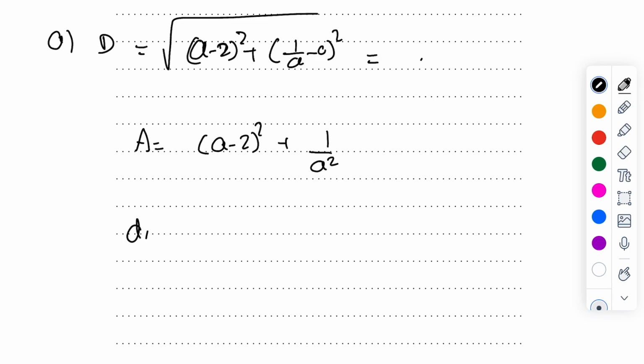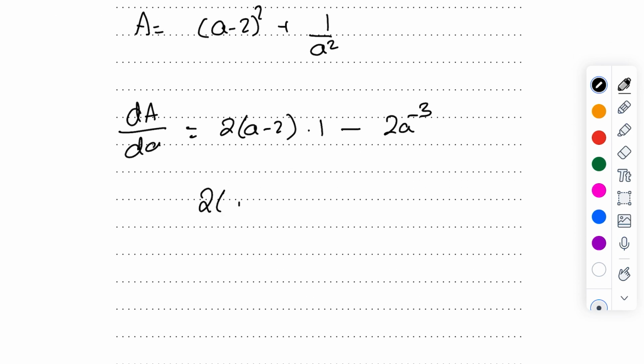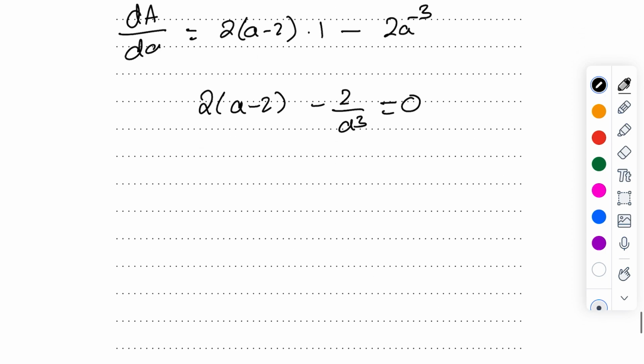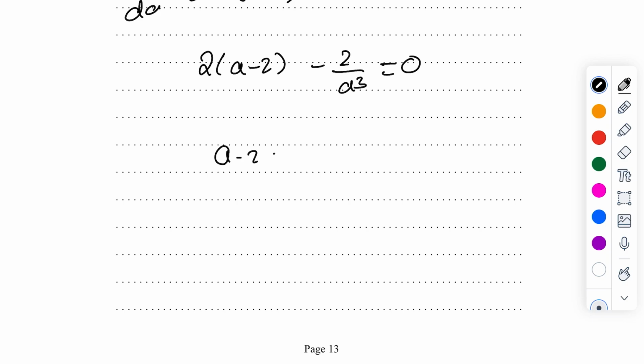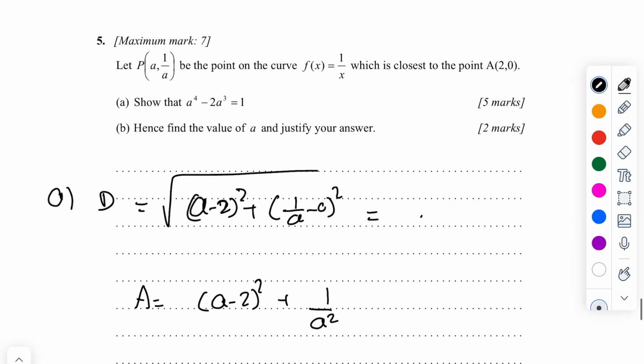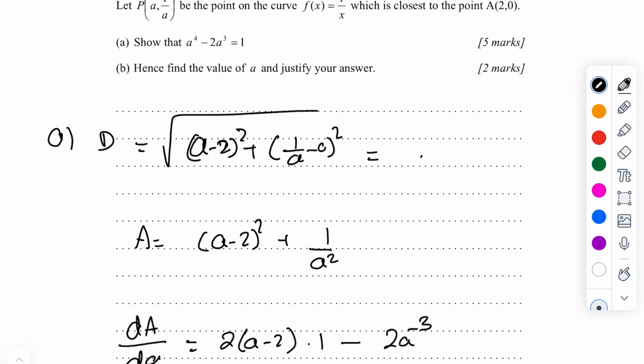So I want to find the derivative d(d) upon d(a), which is 2 times (a minus 2) minus 2a to the power of minus 3. Then this should equal 0. 2 times (a minus 2) upon a cube should equal 0. So what do I get? a minus 2 equals 1 upon a cube. Cross multiplication: a to the power 4 minus 2a cube equals 1. Hence find the value of a which justifies your answer.